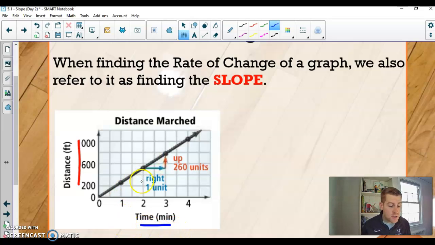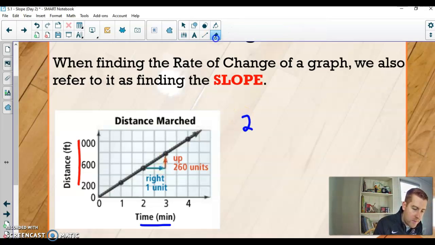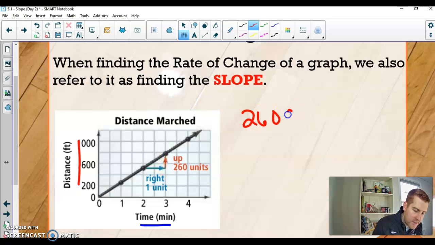Okay, so if I want to calculate the rate of change, I would go from point to point here. It's kind of already labeled on this screen, but we're going up 260 units. So my change in my dependent variable would be 260 feet.